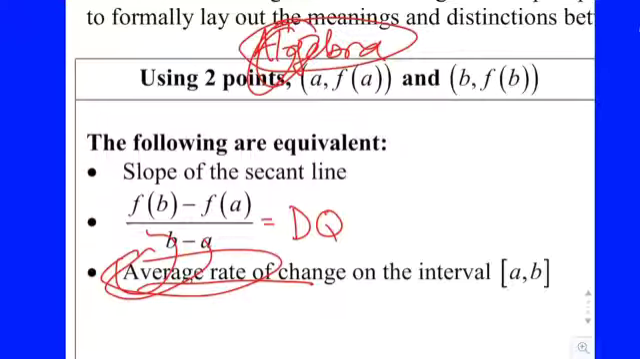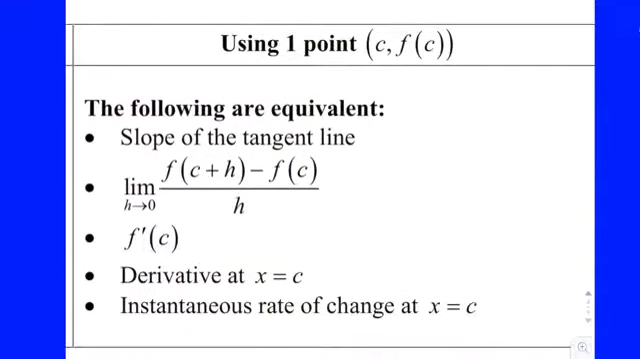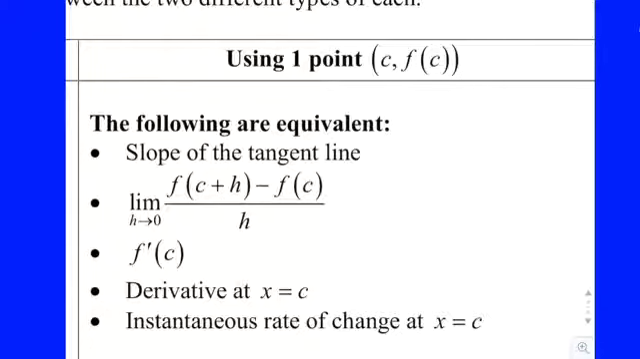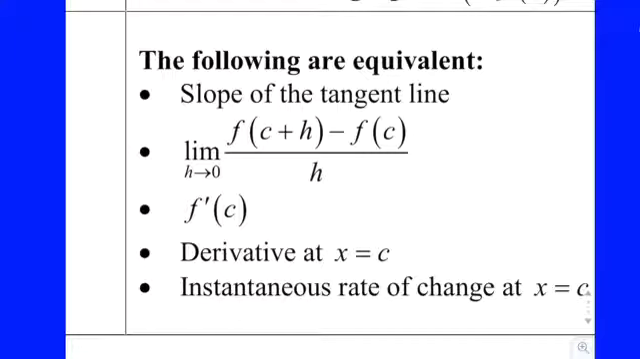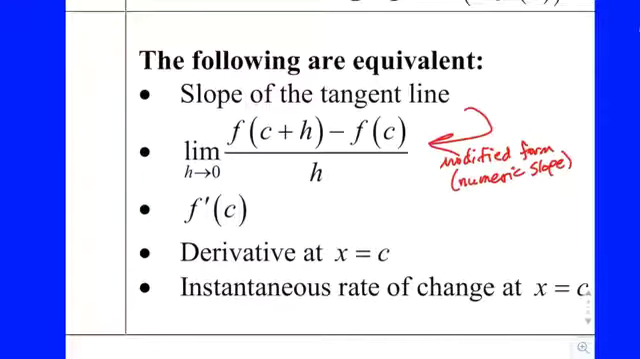This is calculus class after all, so let's go to column 2. This is calculus. At a single point, 1 point, calculus. The following are equivalent. The slope of the tangent line. This fella right here, that is the modified form that we just learned. It gives you a numeric slope, not a function of x, a numeric slope at a specific point. Of course, that is also called f prime of c, which we can read as the derivative at x equals c, or the derivative of f at x equals c.